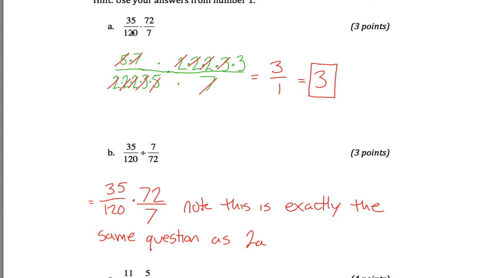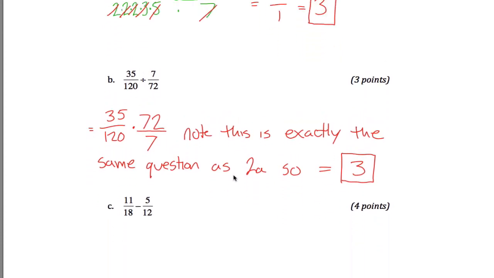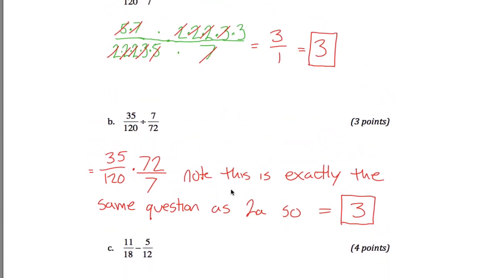All right, 35 divided by 120 times 72/7. That's exactly what I have here, so the answer is the same. So it equals 3. If you didn't notice that, you could go through these exact same steps, right? All the prime factorizations, cancel everything out, you'll get the exact same number. But to save time, I'll just say, no point doing the exact same thing again, same answer.